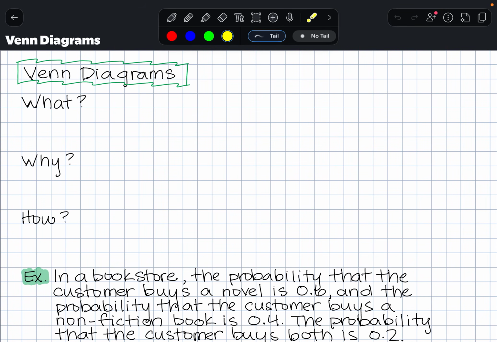In this video, we're going to talk about another graphical tool that helps us visualize probability scenarios. So a Venn diagram is a diagram that shows us the relationship between the entire sample space and individual events within that sample space.